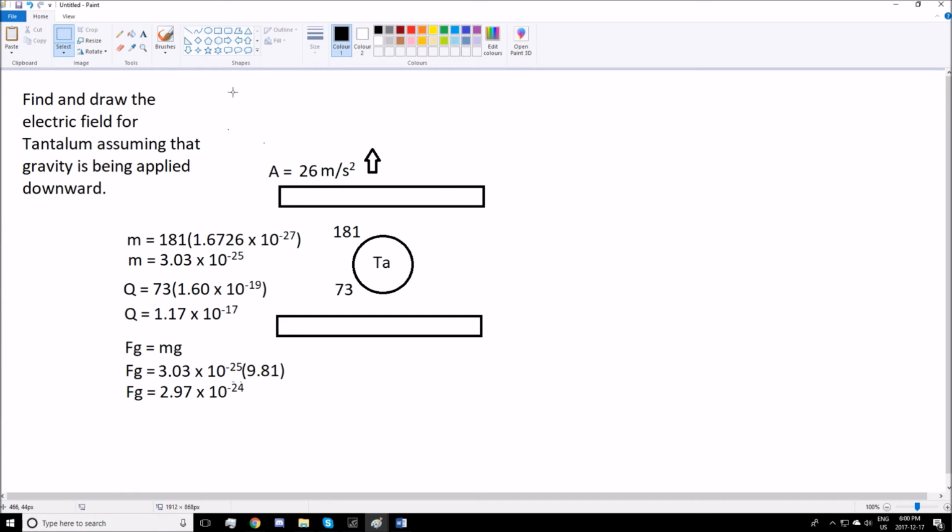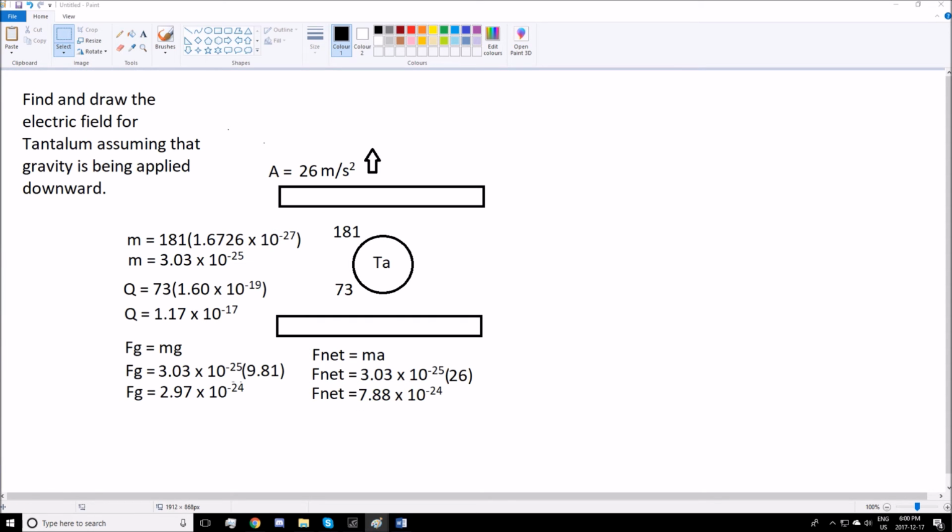Then once that's done, you can also use your mass again and the acceleration to come up with your F net, which, using your formula, F equals ma, and plugging in your numbers, it'll look something like this. And then you can solve it out and get an answer that looks something like this.